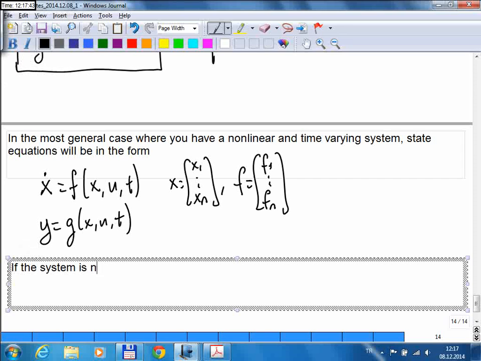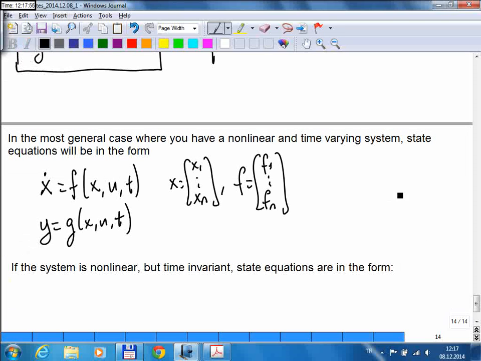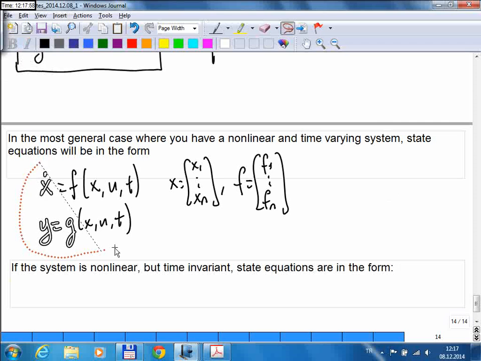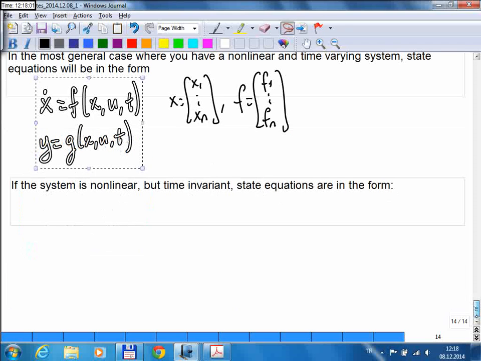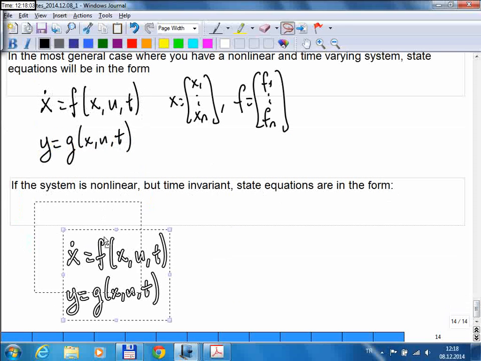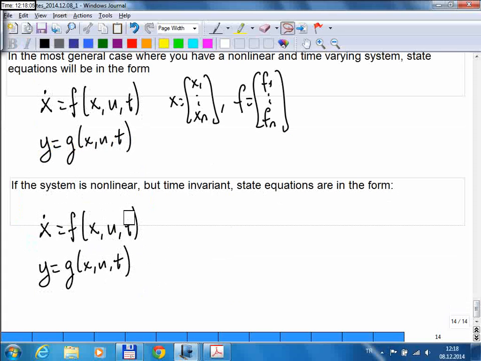If the system is nonlinear but time invariant, so the equations are in the following form. Only t is missing, right? Since it's still nonlinear but time invariant, there should be no explicit time dependence. So the equations are in that form.